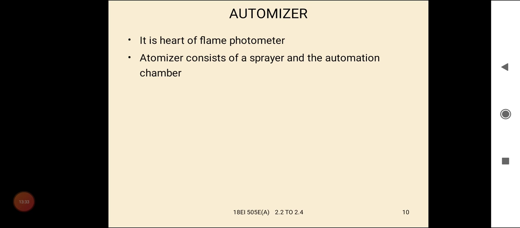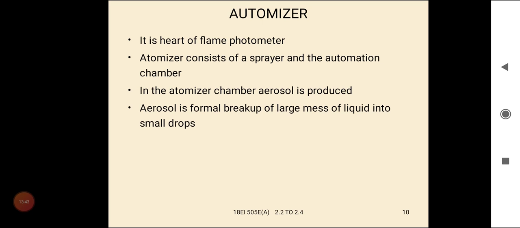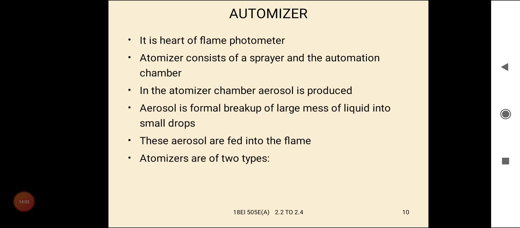The atomizer consists of a sprayer and the atomization chamber. In the atomization chamber, aerosol is produced. Aerosol is a formal breakup of a large mass of liquid into small drops. These aerosols are fed into the flame. Atomizers are of two types, internal burner and spray type.